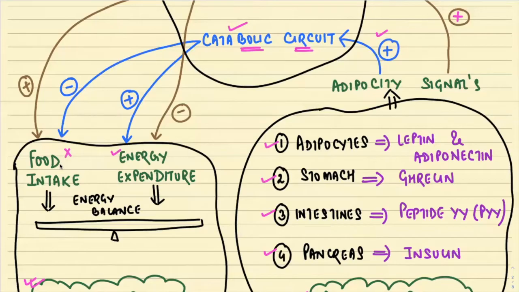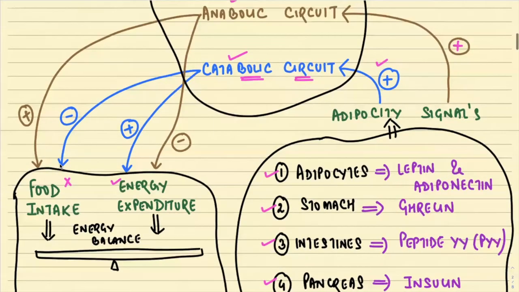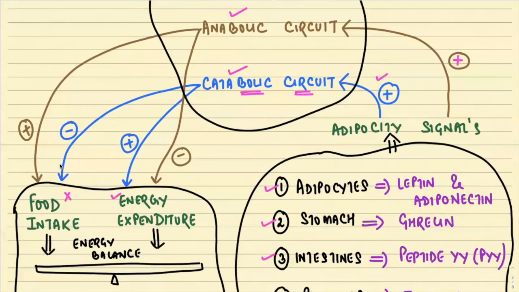Okay. So over there, they are going to cause energy expenditure, they are going to cause usage of energy, and they are going to inhibit the food intake. Is it very clear what the catabolic circuit is going to do? They are going to break the body fat and they are going to cause energy utilization. They are going to cause loss of our fat.